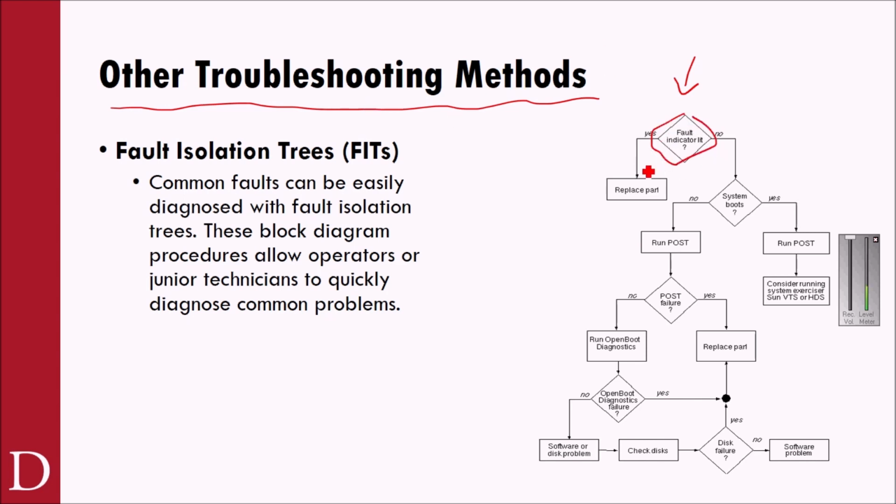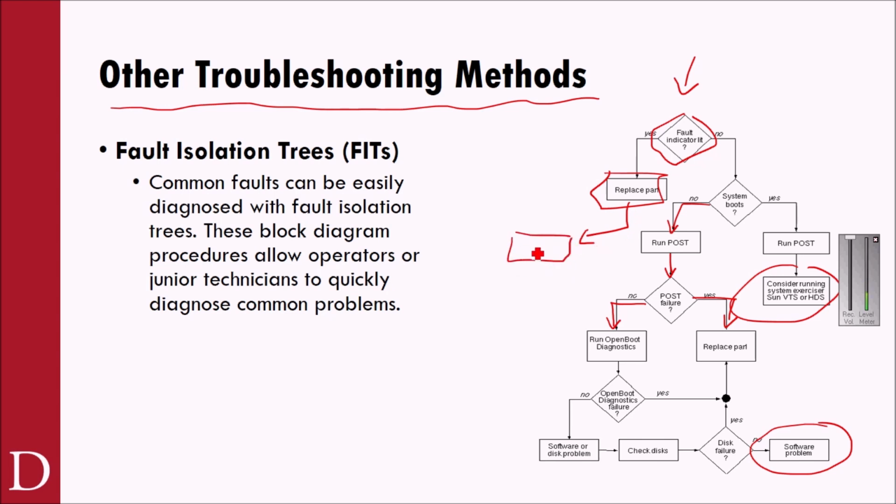So in this case, you see stuff like this. Is the fault indicator lit? Yes. Replace the part. Is the fault indicator lit? No. Does the system boot? No. Run a POST. Does the POST fail? Yes. Replace the part. Does the POST fail? No. It goes through this sequence of all these steps, and then it'll tell you, oh, you may want to do this, or, oh, you've got a software problem. Or in some cases, it could be as simple as, oh, the fault has been corrected. A lot of times this replaced part will end up in, did this solve the problem? And then fault corrected, right?